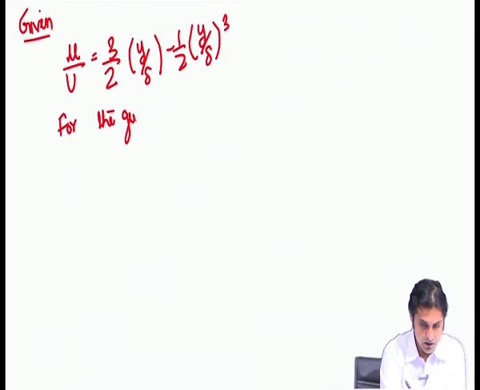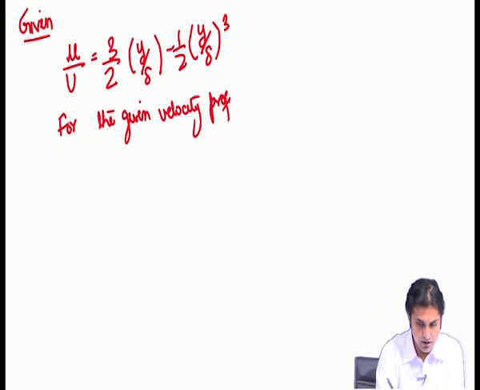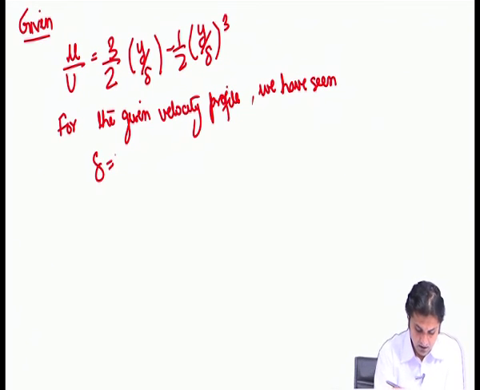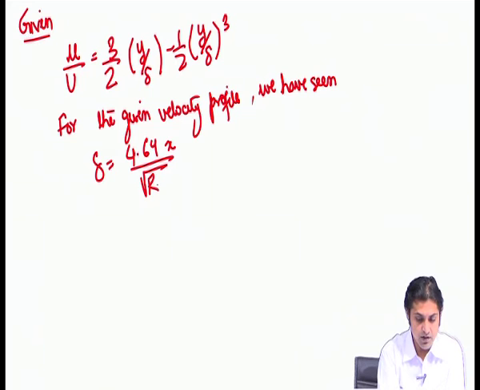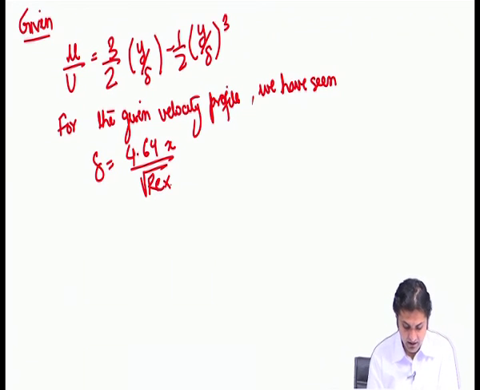For the given velocity profile, we have seen that delta came out to be 4.64 x under root Reynolds number at x, right. This was the last derivation that we saw.